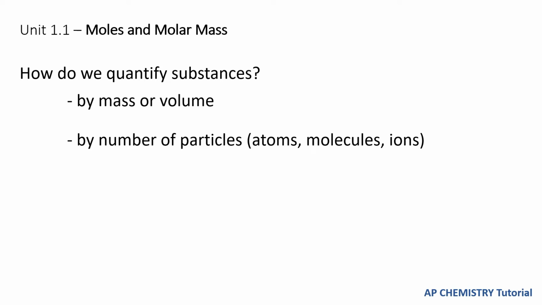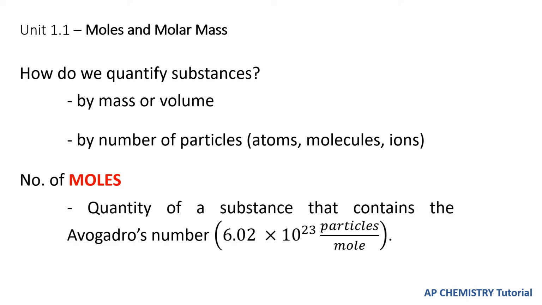But quantifying substances in terms of particles is actually not practical because the value is too large. That is why we have the number of moles of a substance. It is a quantity of a substance that contains the Avogadro's number, which is 6.02 times 10 raised to 23 particles per mole. So once we determine the number of moles of a given substance, we just simply multiply it with the Avogadro's number, so we will know the actual number of particles of that substance.